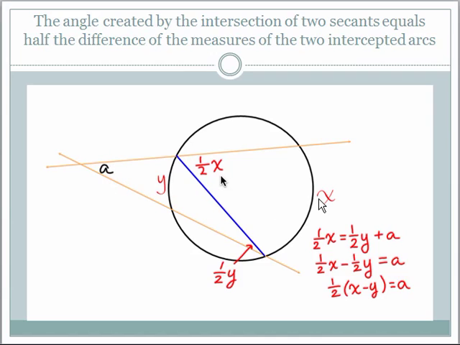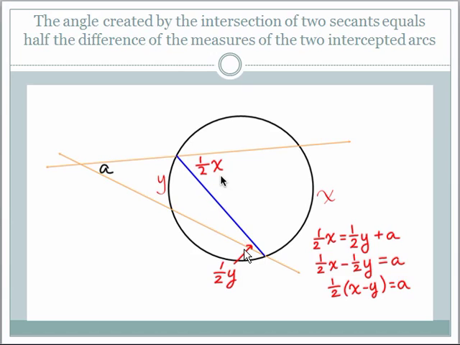So what I did first was I said, if I have this intercepted arc x, then the inscribed angle would be half of the measure of the intercepted arc. So this angle here, which encloses that arc, is 1/2 x. Same with the other arc. Here, this intercepted arc has a measure of y, so the inscribed angle that encloses that arc is 1/2 y.